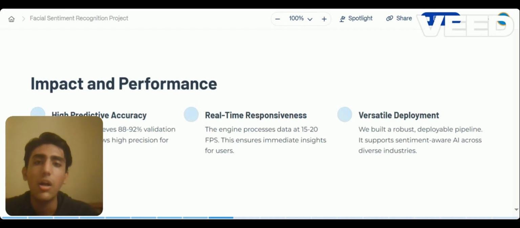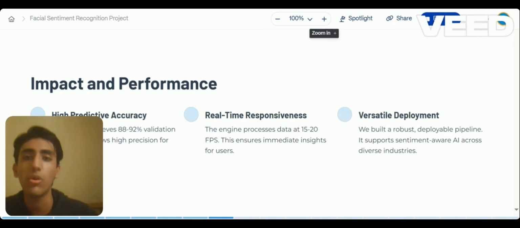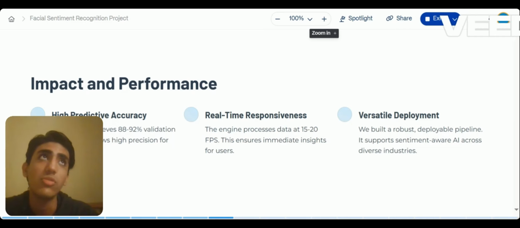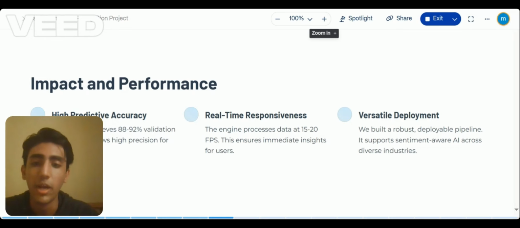Our model has achieved between 88 to 92% validation accuracy, which is really good, but it can be improved much more to somewhere above 95%. And we have ideas for that. We know how to get it done, and we will also show what steps we have in mind.